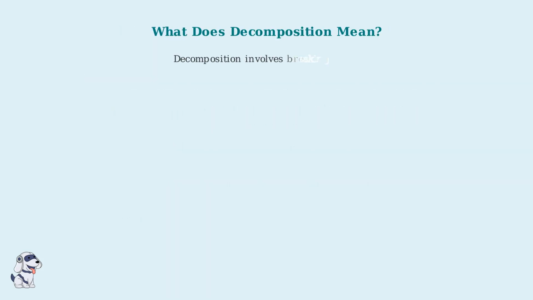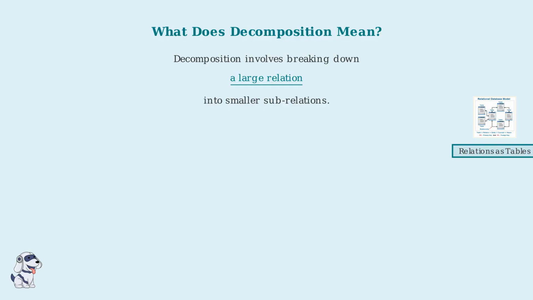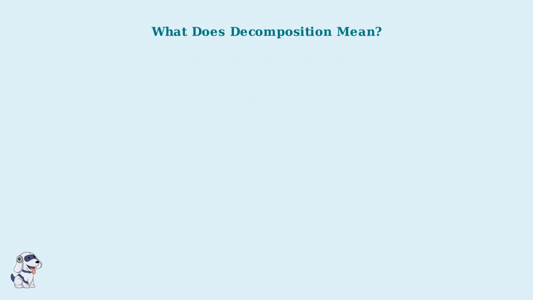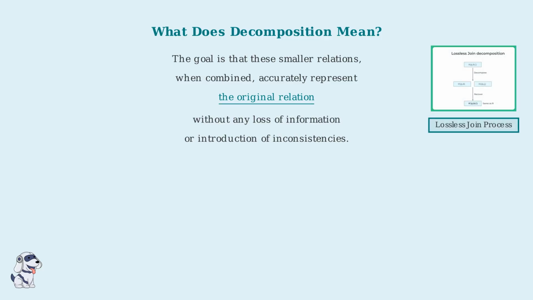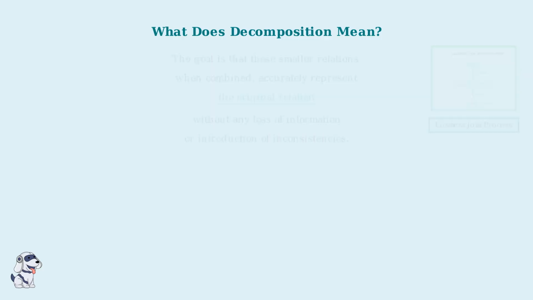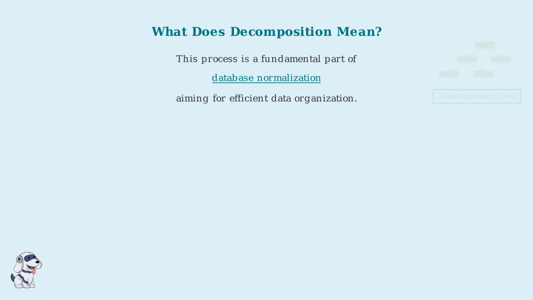Decomposition involves breaking down a large relation into smaller subrelations, each containing meaningful subsets of attributes. The goal is that these smaller relations, when combined, accurately represent the original relation without any loss of information or introduction of inconsistencies. This process is a fundamental part of database normalization, aiming for efficient data organization.